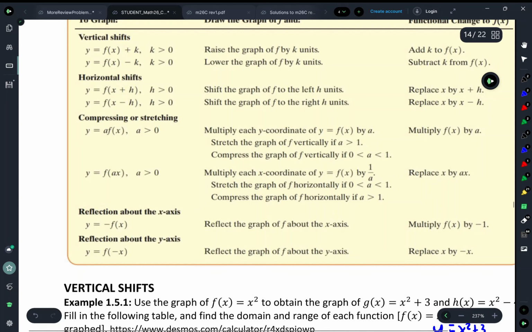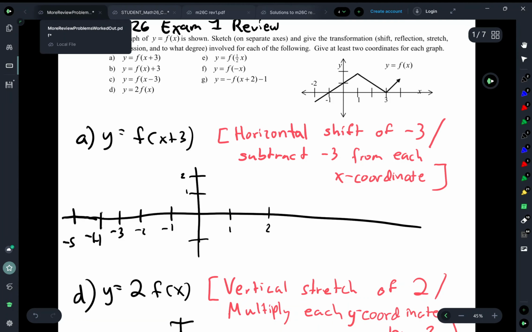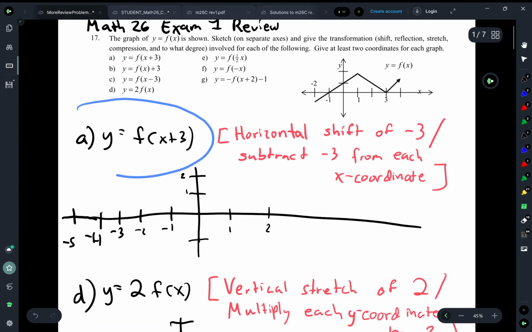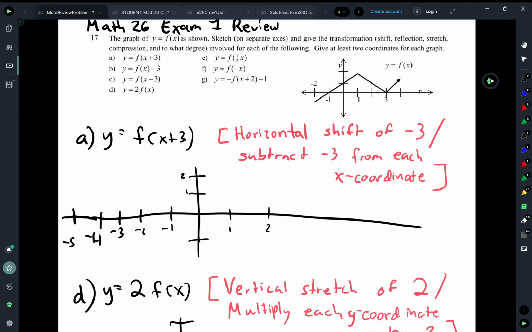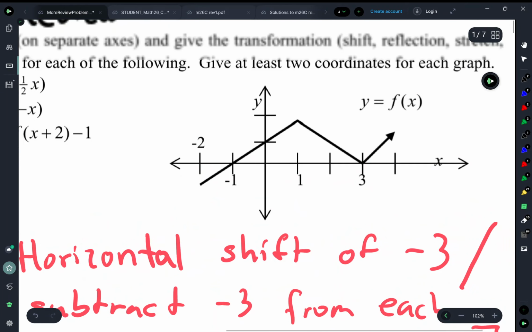So going back to part A, we see right here we're adding 3 inside the argument. And so what that's going to do is it's going to be a horizontal shift to the left of 3, or another way you can think about it, the way I phrase it, it's going to be a horizontal shift of -3. And so what that does essentially is, one way you can think about it is moving the graph, but another way I like to think about it is going to the original graph and finding some key points.